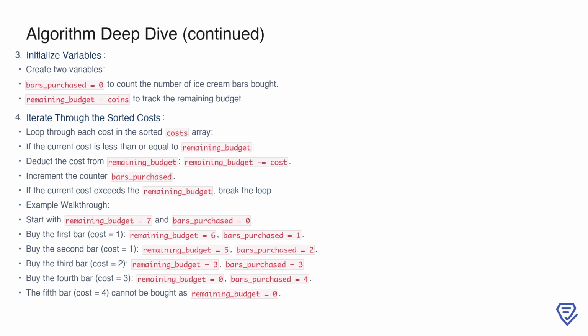first bar for 1 coin, leaving remaining_budget equals 6 and bars_purchased equals 1. We buy the second bar, also for 1 coin, so remaining_budget equals 5 and bars_purchased equals 2. Then, we buy the third bar for 2 coins, reducing remaining_budget to 3 and bars_purchased equals 3. The fourth bar costs 3 coins, which we can afford, so remaining_budget equals 0 and bars_purchased equals 4. The fifth bar costs 4 coins, which we cannot afford, so we stop here.